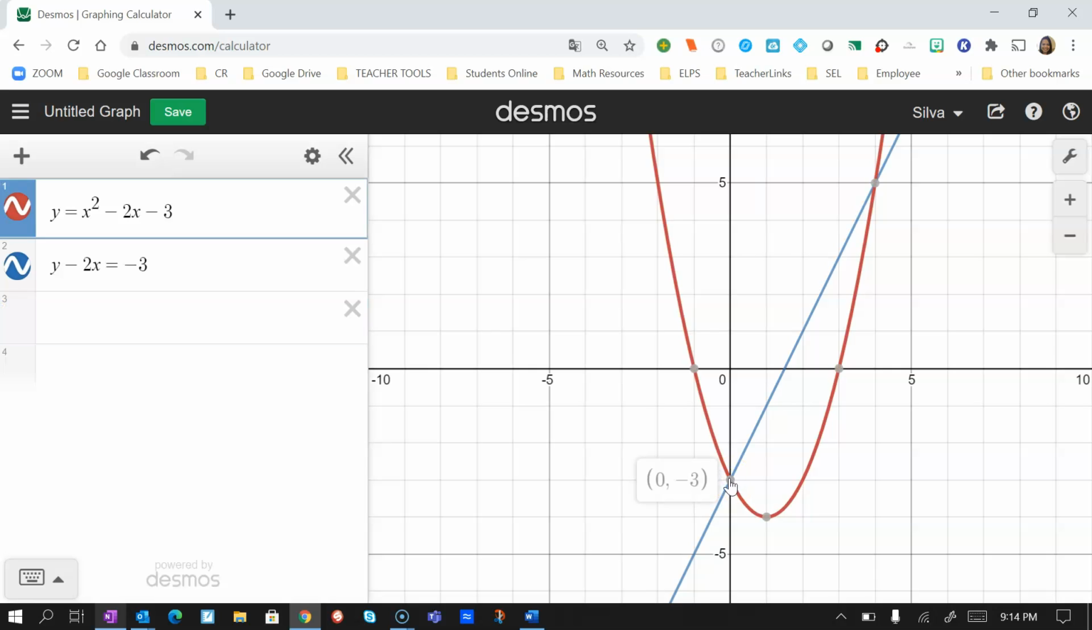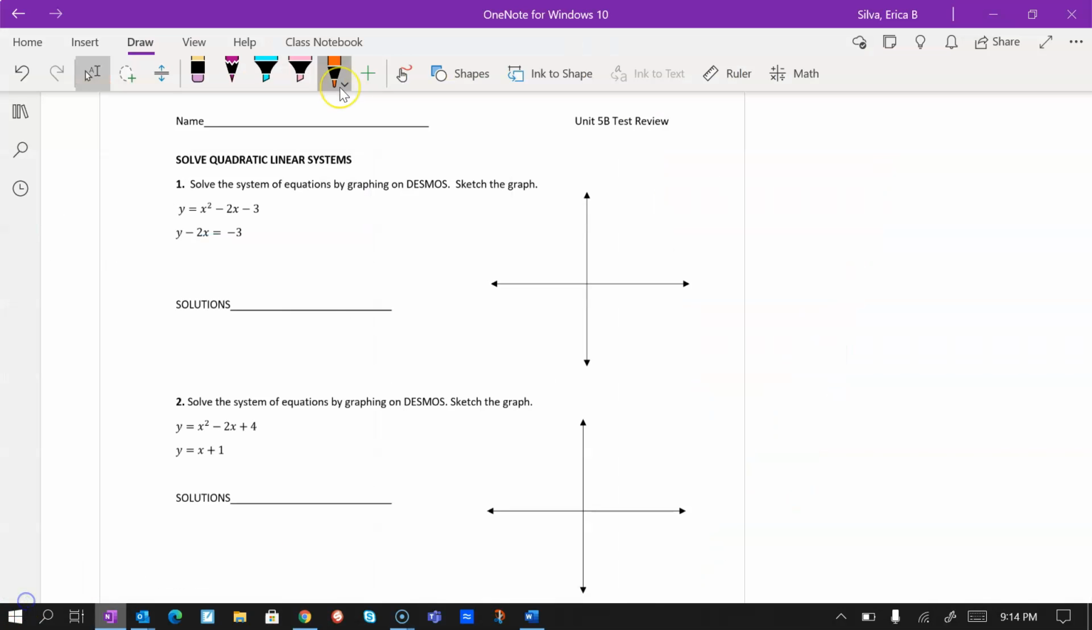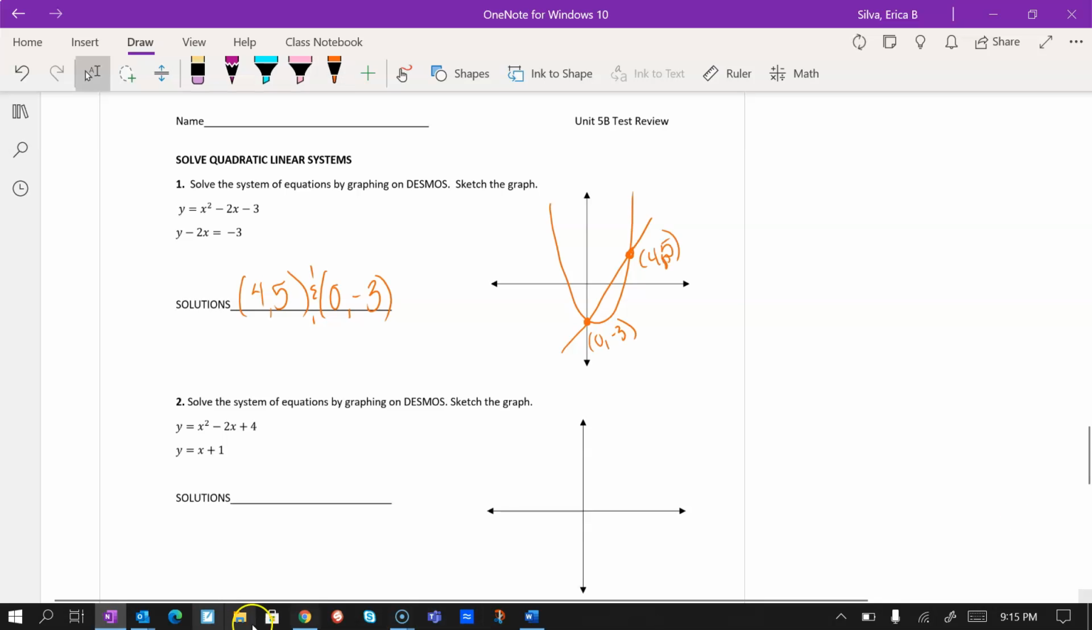So this is one point, and as soon as you click on one point, it'll give you one of the solutions, and then the other solution. So our solutions are at 4, 5, and 0, negative 3. And then we provided a graph for you to sketch. If we were to sketch this, it looks something like this. And then my line is intersecting here and then somewhere over here. So this is 0, negative 3.